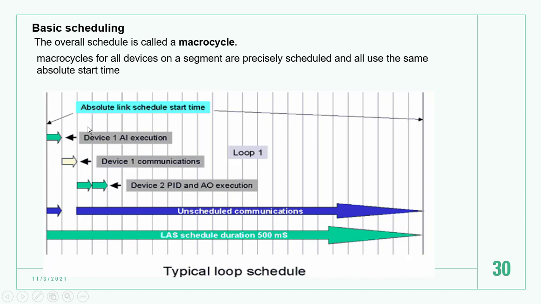Okay, for example, this is a one-loop schedule. Device 1 does AI execution. After that is the device 1 communication. Then device 2 does PID and AO execution. This part is unscheduled communication. Here is the LAS schedule during 500 milliseconds. Okay.